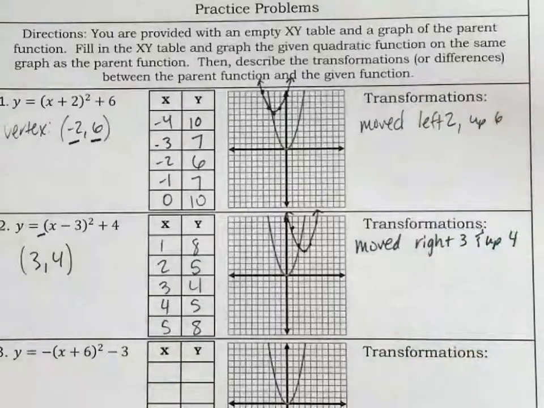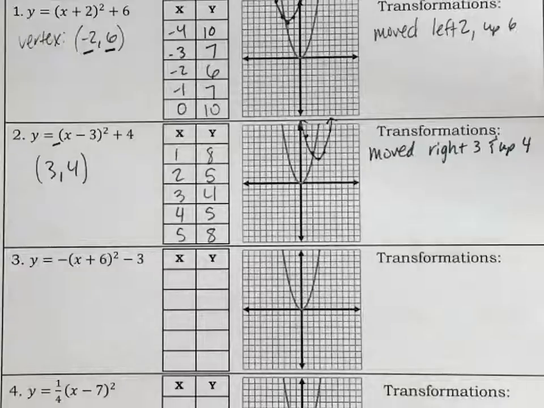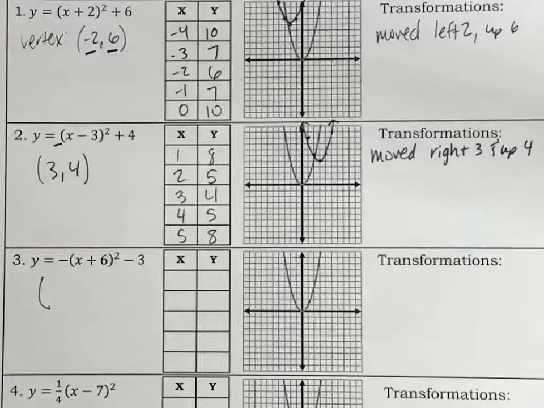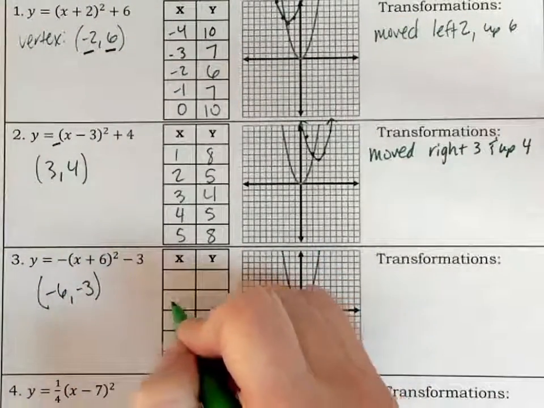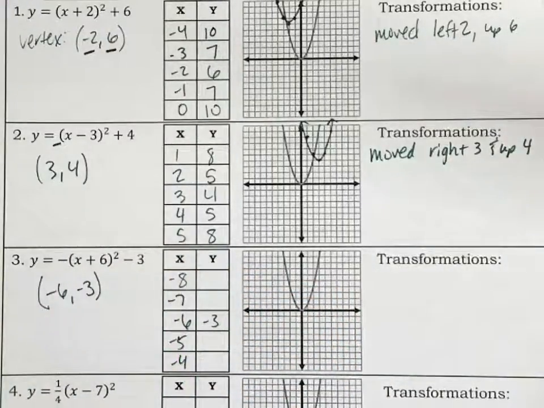All right, another example. This one's a little bit different, so let's see what happens. First off, we have a vertex of -6, -3 on this one. So I'm going to plug those values in. I'm going to want -7 and -8, -5 and -4. I'm going to plug this into my calculator, just like we've done in previous videos, and pull up that table.